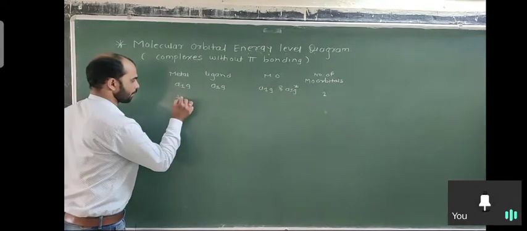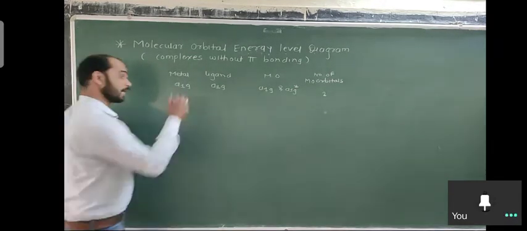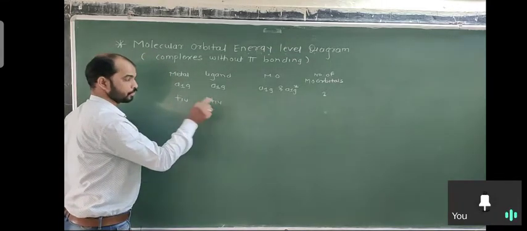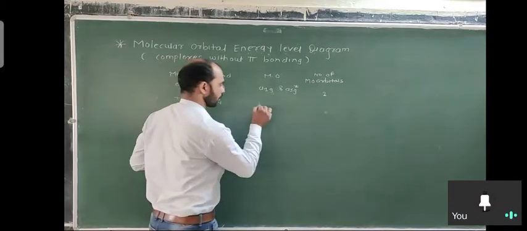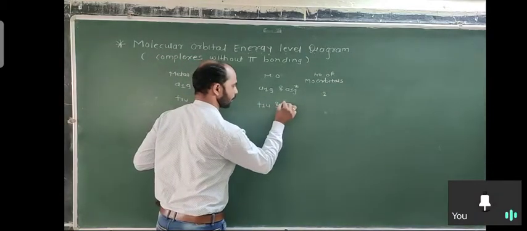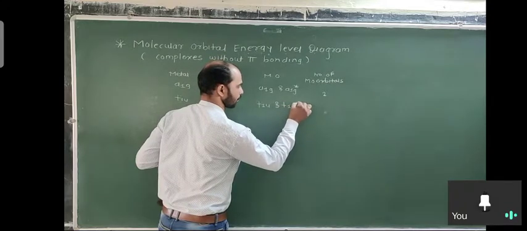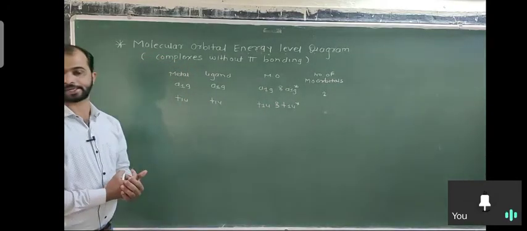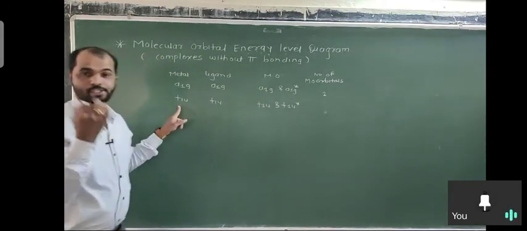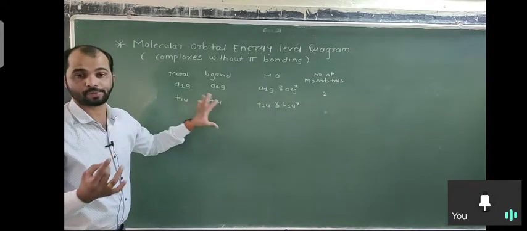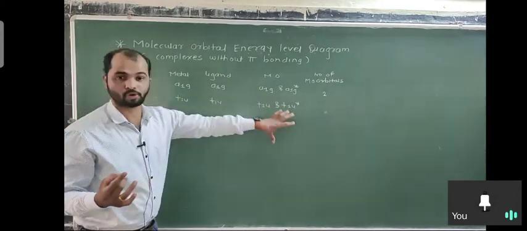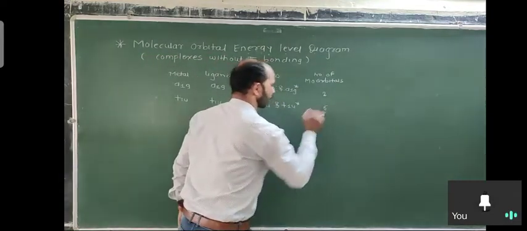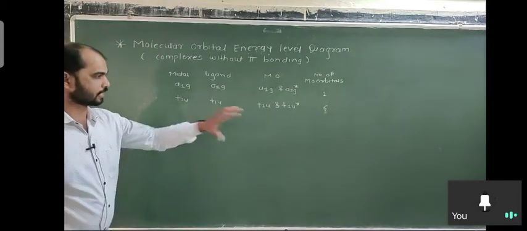Second, when the metal contributes its T1U, the ligand also contributes T1U. So T1U and T1U combine together and form T1U and T1U star, a bonding and an anti-bonding molecular orbital. T means 3, so 3 plus 3, a total of 6 atomic orbitals combine to form 6 molecular orbitals, 3 bonding and 3 anti-bonding. So the total number of molecular orbitals is 6.